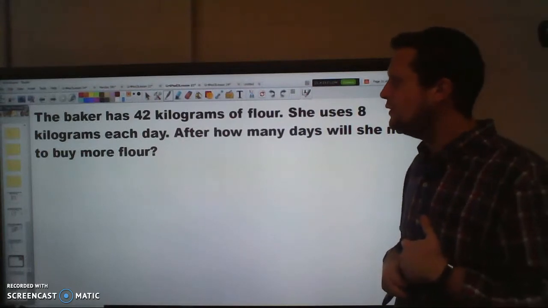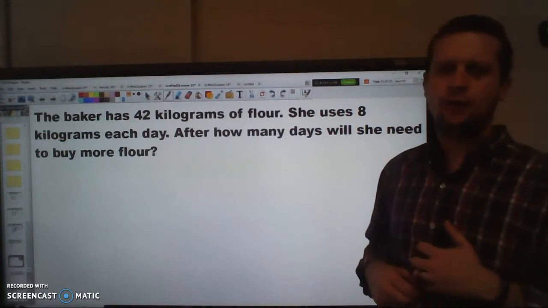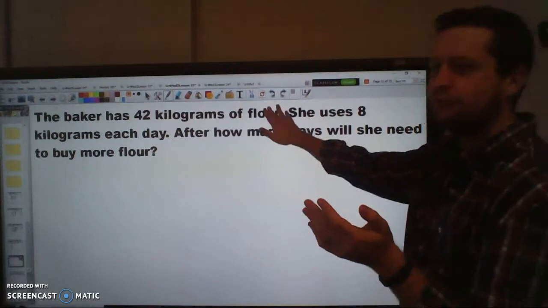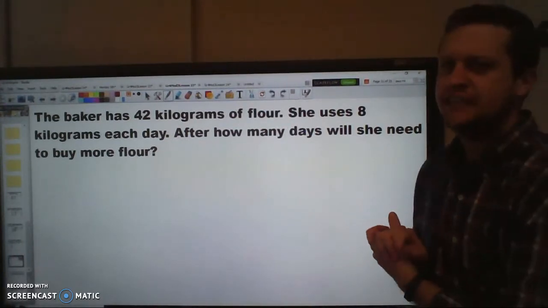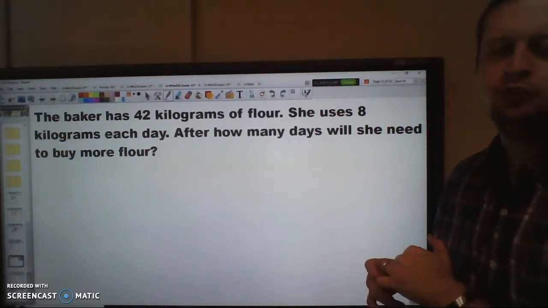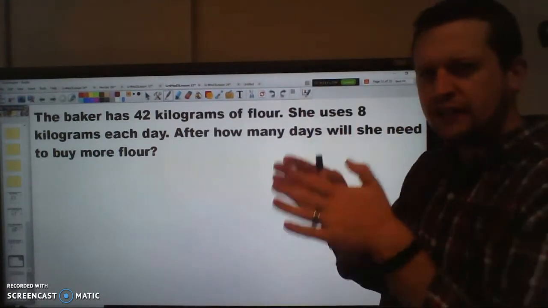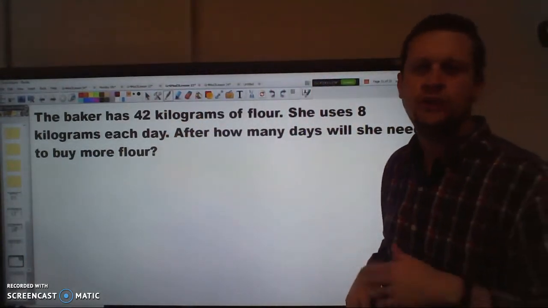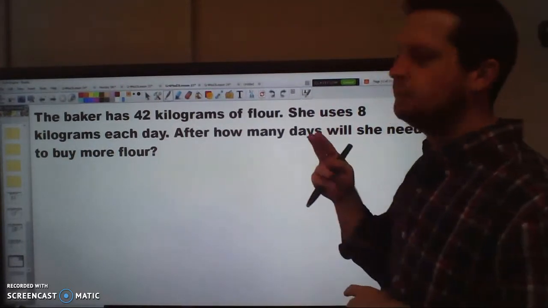So, the baker has 42 kilograms of flour. That's that stuff that's white, and usually they use it for baking, not like the flowers outside that you pick, okay? She uses 8 kilograms each day. How many days will she need to buy more flour? Okay? So again, I told you I like to cut things to kind of break it down. We call it decompose, which is cut. Okay, so we're decomposing this problem.